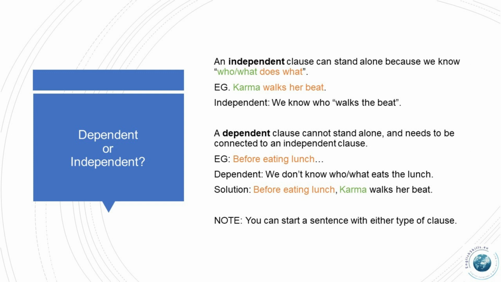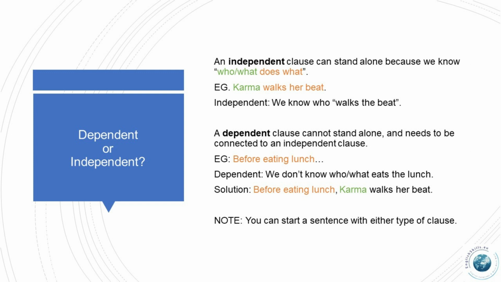A dependent clause, however, cannot stand alone. It needs to be connected to an independent clause. Think about dependency and independency in grammatical terms as the same as in life. As soon as we're able to stand on our own two feet, financially, etc., we can consider ourselves independent. Now, in the example here, before eating lunch, well, hold on a second. This is not independent. We don't know who does what. We don't know who eats the lunch, therefore it's dependent.